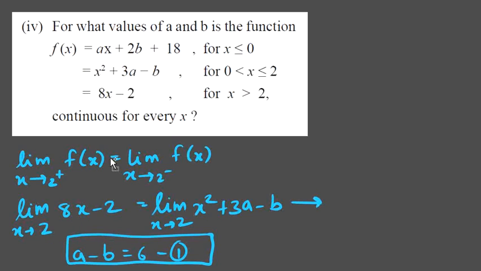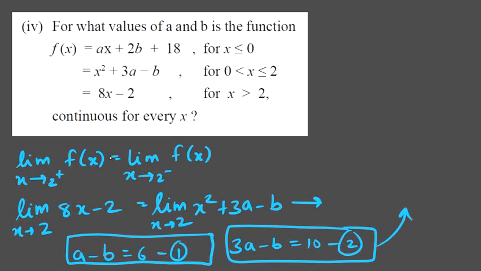So you have this condition as 16 minus 2, which is equal to 14. That should be equal to, put that x as 2 here, 4 plus 3a minus b. That 4 goes on the left and it becomes equal to 14 minus 4, which is equal to 10. So 10 will be equal to 3a minus b, and 3a minus b equal to 10 is your second equation.